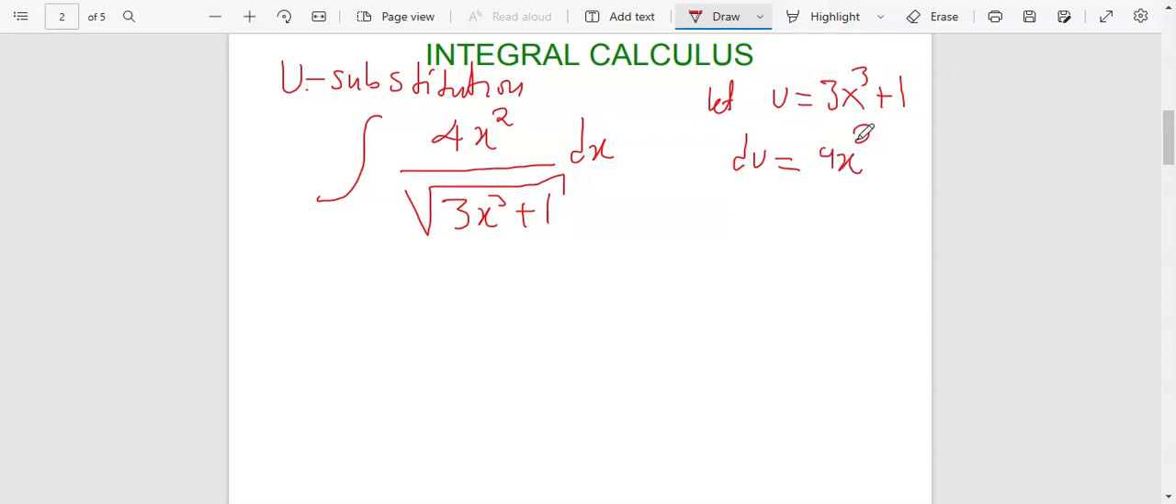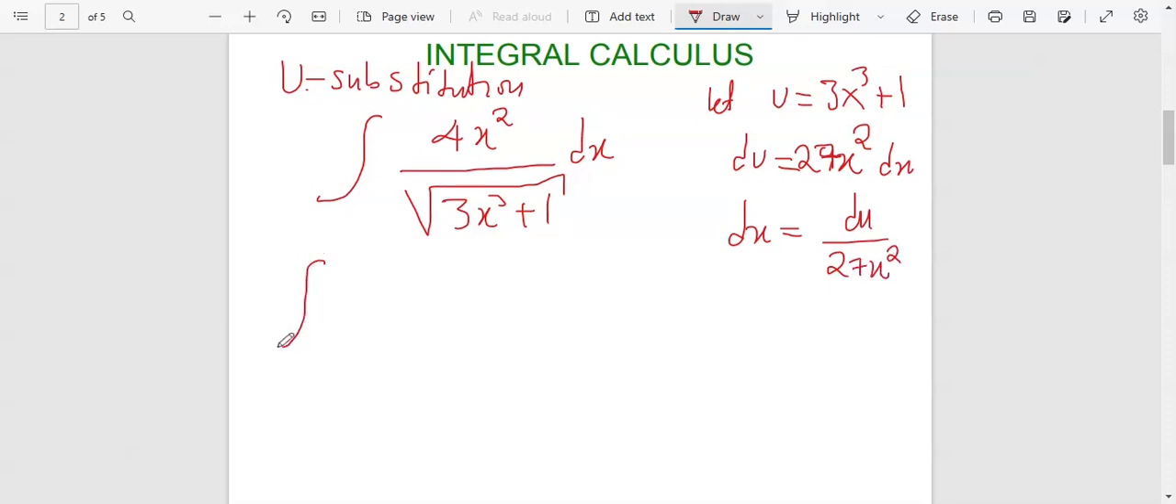9x to the power 2, not even 9 but 27x to the power 2 dx. Remember, we are differentiating. When you are differentiating, get the power, multiply by the number in front, and then subtract a 1. So don't mix that. So here now you can make dx the subject of the formula. So dx is now therefore going to be du divided by 27 x squared.